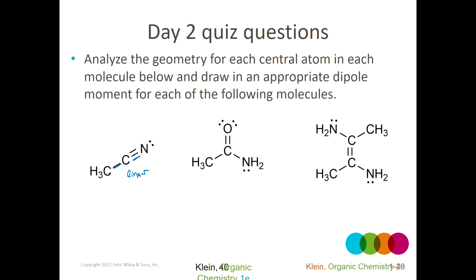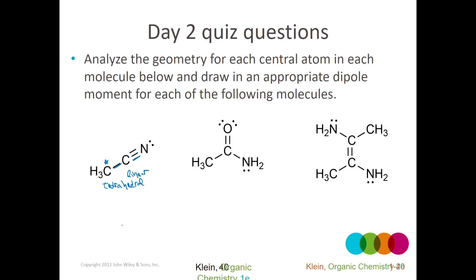This carbon here is bonded to 4 things. It's bonded to 3 hydrogens and another carbon. Right, so once we analyze this, it doesn't mean it's not part of the molecule. If I'm analyzing the geometry of this carbon, it's still bonded to 4 total things, so it should be tetrahedral.